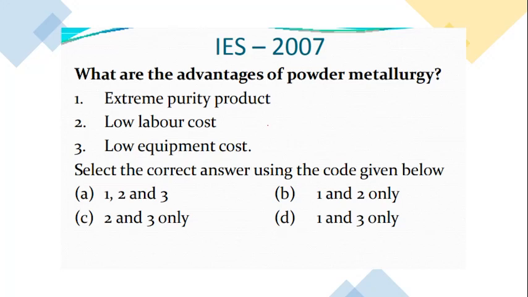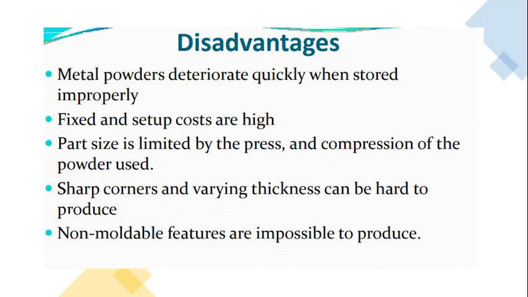B is correct. See, the dies that are used in powder metallurgy are very costly, and they break easily when you are pressing. Like in our labs also, when we do compacting and are pressing, those dies can easily break. And those dies are very costly. So that is why overall the equipment cost for powder metallurgy is high. So for this question, 1 and 2 are correct. So that is why there are some disadvantages.